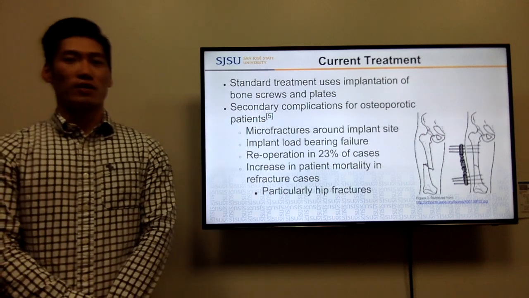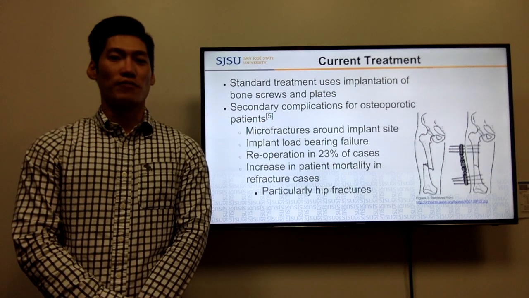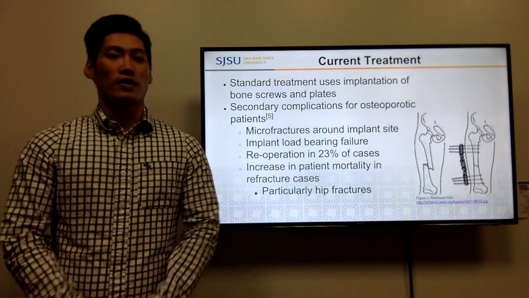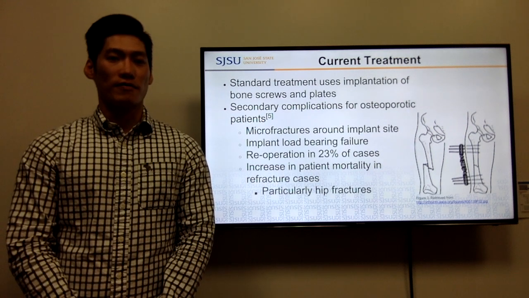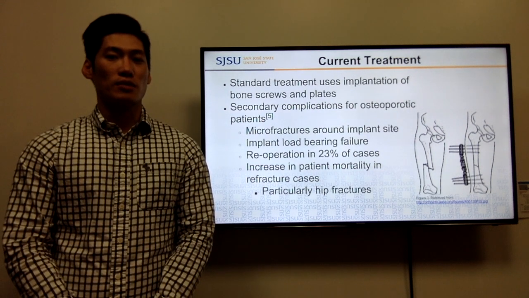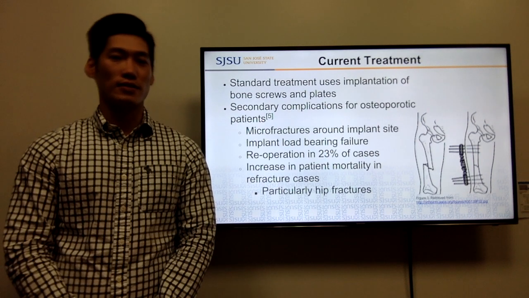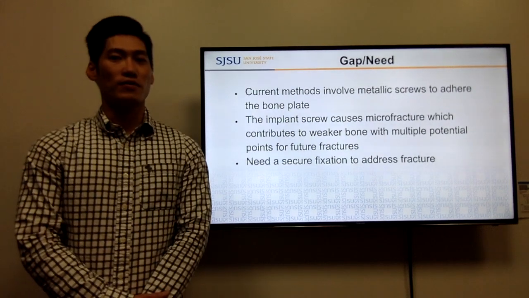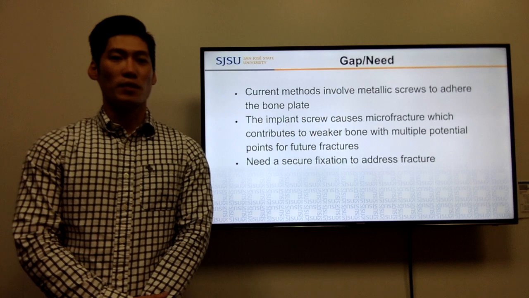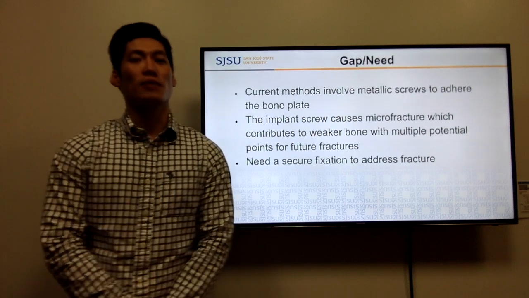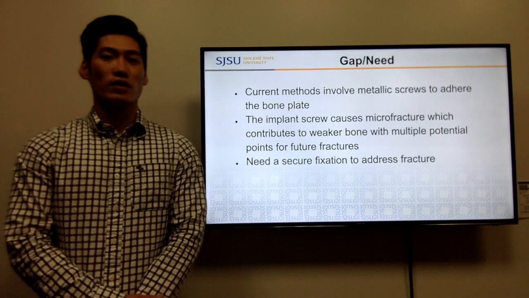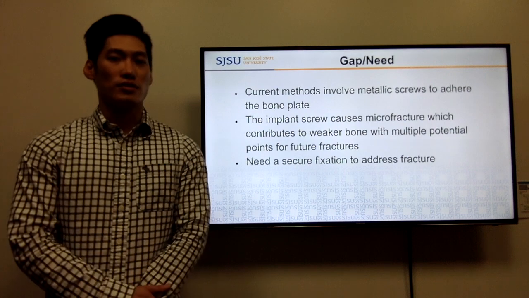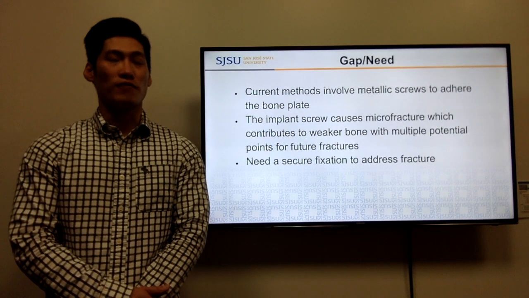Another complication for osteoporotic patients includes microfracture around the implant site, implant load-bearing failure, and reoperation in 23% of cases. It also increases patient mortality in refracture cases, particularly hip fractures. That's a gap in the current methods, which involve a metallic screw to adhere the bone plate. The implant screw causes microfractures, which contribute to weaker bones with multiple potential points for future fractures. There's a need for secure fixation to address fractures.